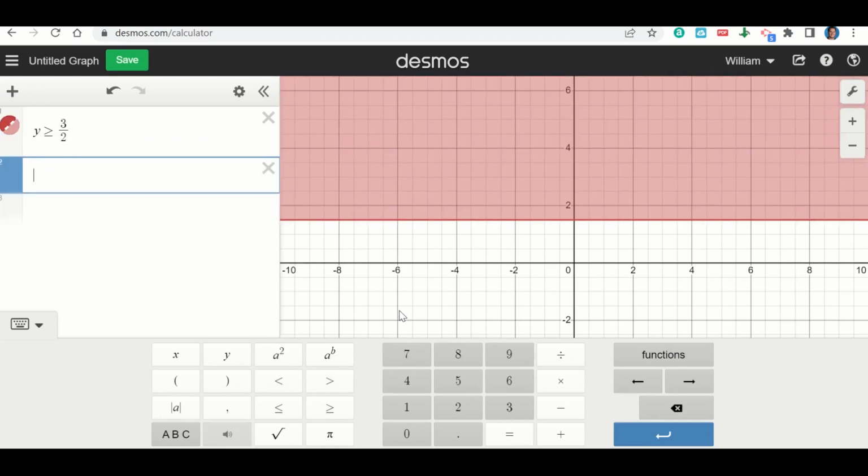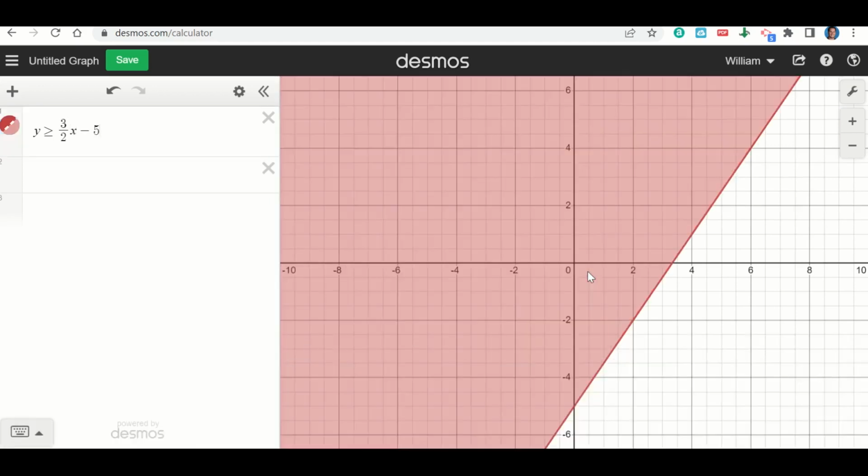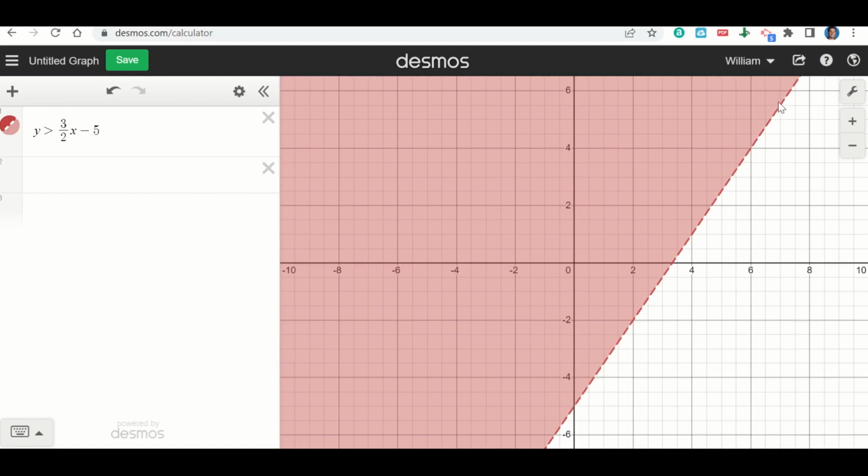3/2 x minus 5. And now it graphed the inequality for us. It shows the type of line right here and the shading. Now if it wasn't or equal to, we can see that it creates a dotted line, so it will create the correct type of line, and it will show the shading of where the shading should occur. So that's how you can use Desmos to check your work when dealing with linear inequalities.